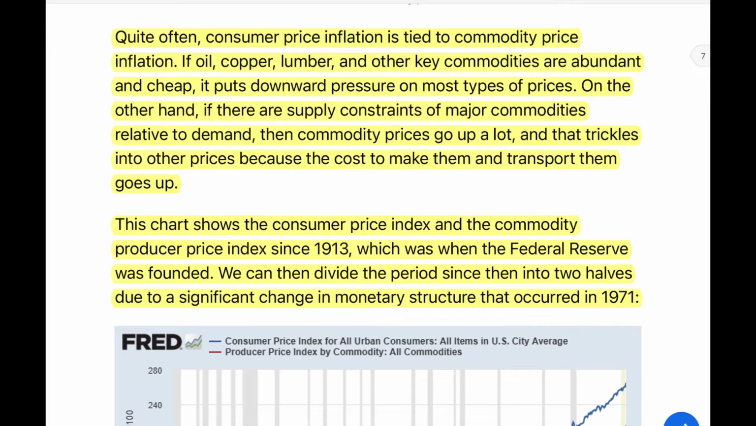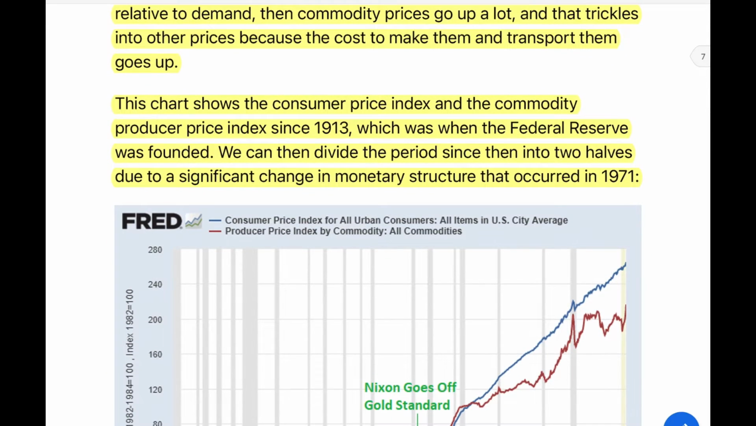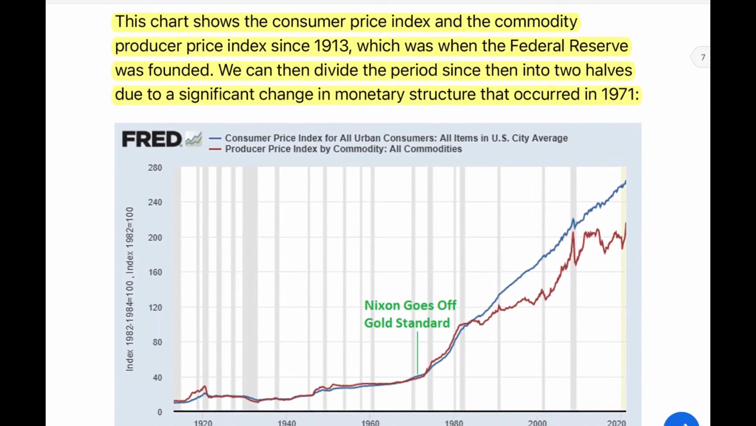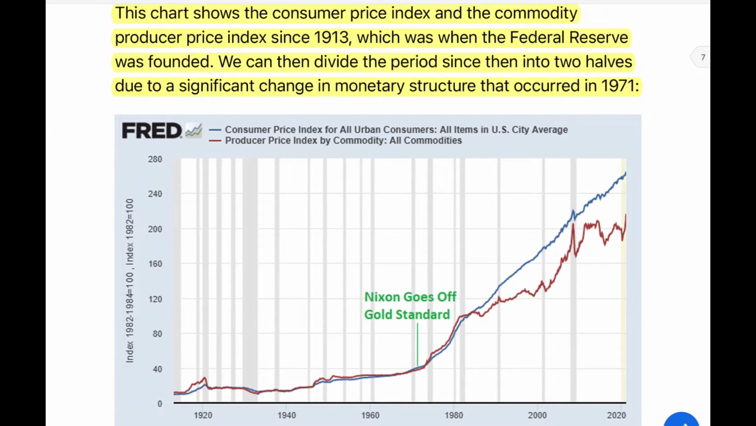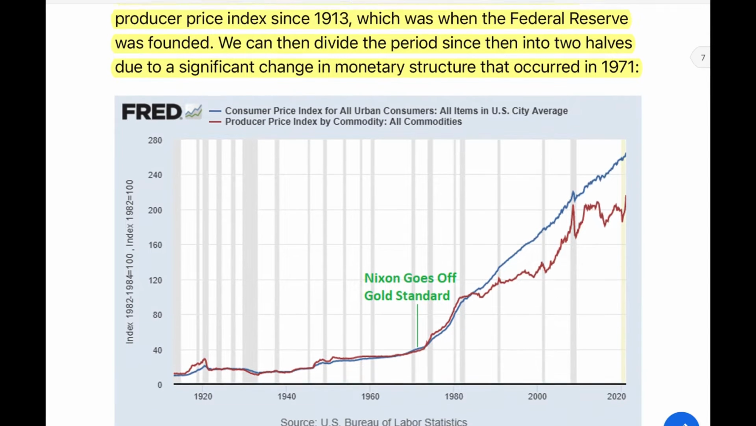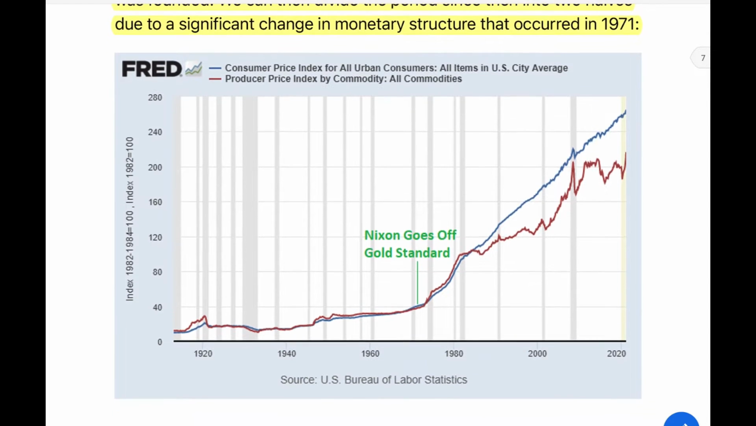This chart shows the consumer price index to the commodity producer price index ratio since 1913, which is when the Federal Reserve was founded. We can divide the period since into two halves due to a significant change in monetary structure that occurred in 1971. If you see in the chart here, in 1971 in the green text, it says Nixon goes off the gold standard. When Nixon went off the gold standard, that completely changed how everything was measured.